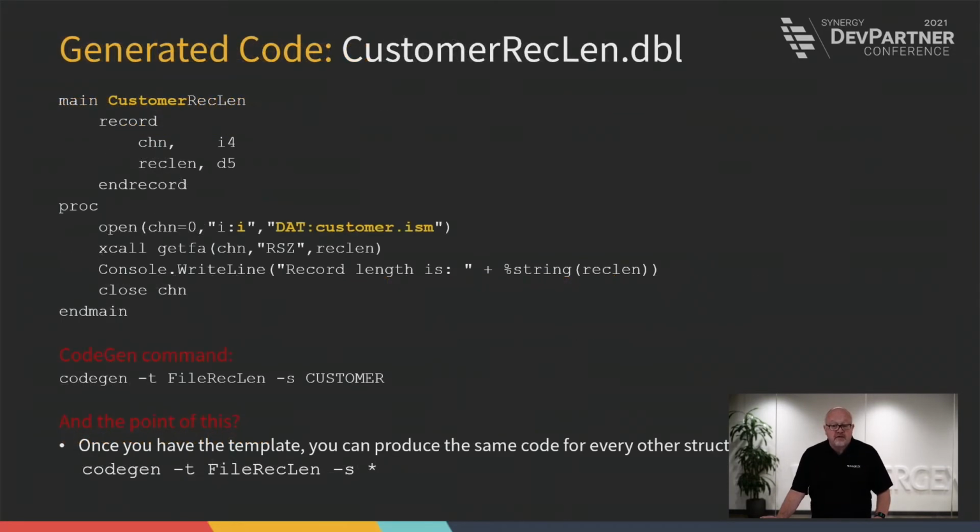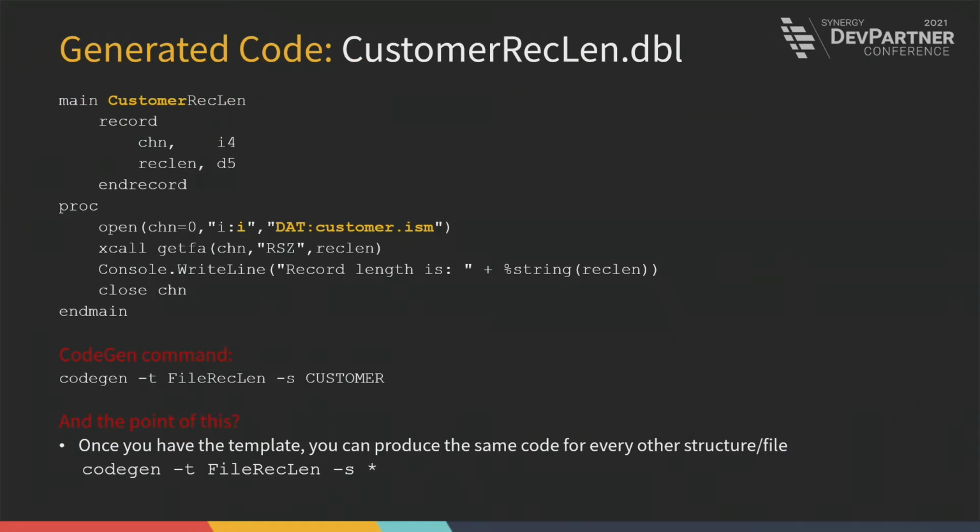Okay, so the output from that template and that CodeGen command might be something like this, where the things in yellow have been injected by CodeGen, and we've produced a program that, if we run customer reclen, will say record length is 500 or whatever the length of the record is for that particular file. What's the point? The point is that once you've written your template to be able to do that for that one structure, you can do that for any structure.